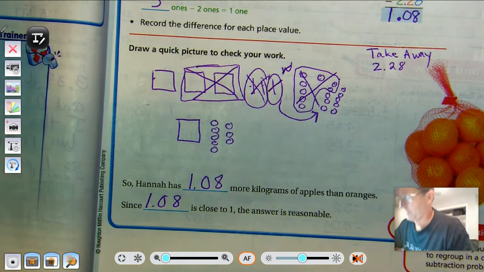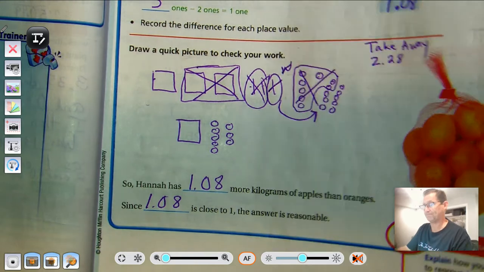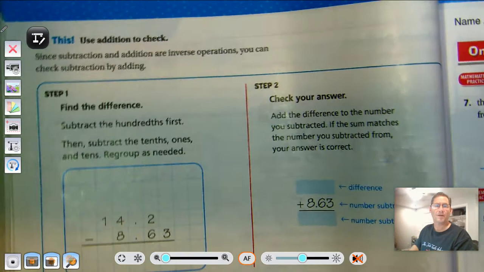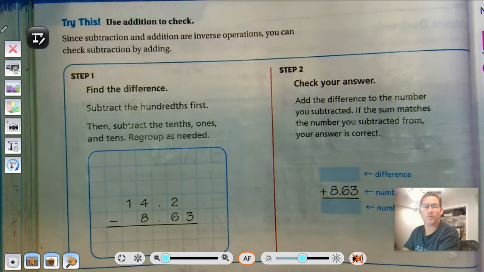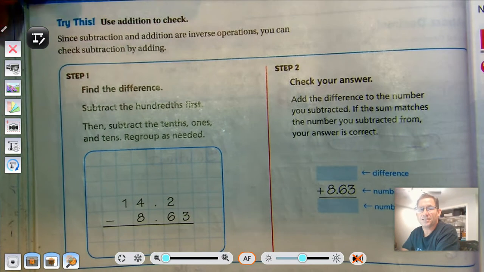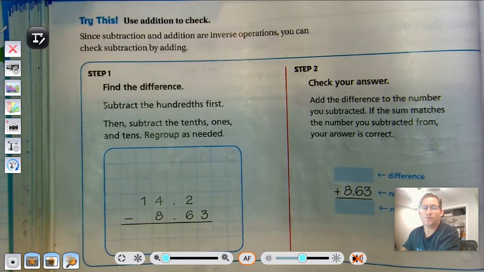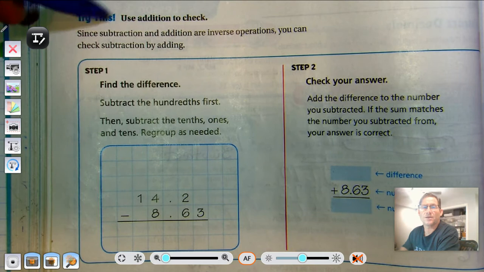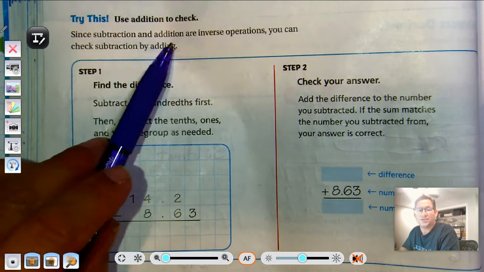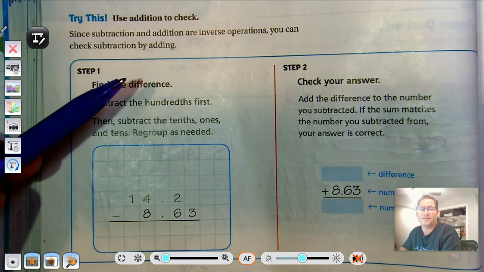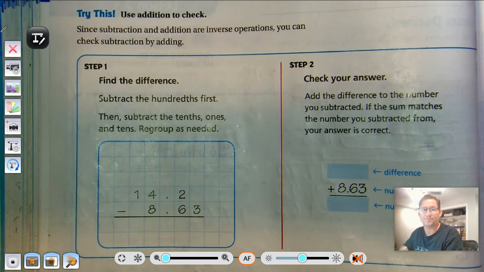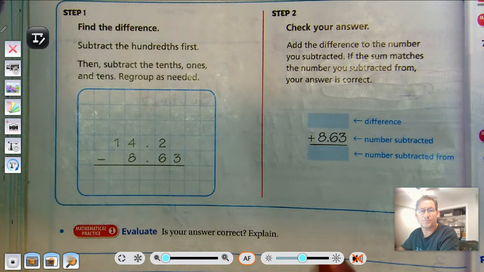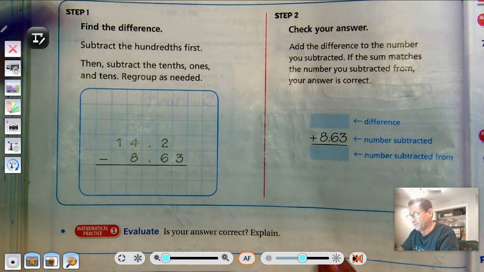Okay. All right, so let's look at 144. So you'll remember from 3rd and 4th grade that we can use addition to check a subtraction problem. And so we're going to use that in this lesson just to verify that our answers are correct. So remember that subtraction and addition are inverse operations. It means they're opposites. And you can check subtraction by adding. So let's find the difference. Remember, we're going to subtract the hundredths first.